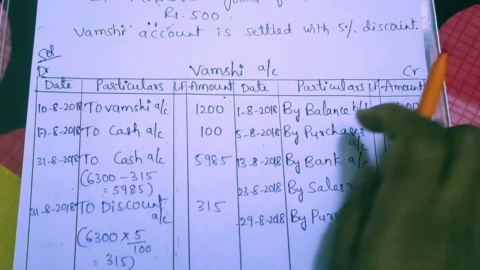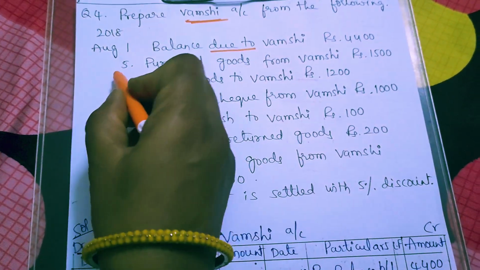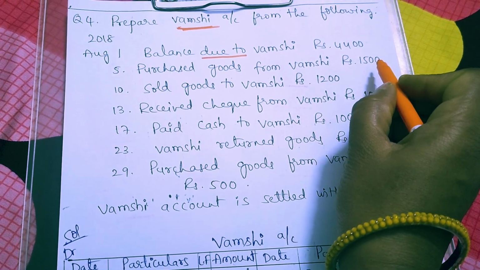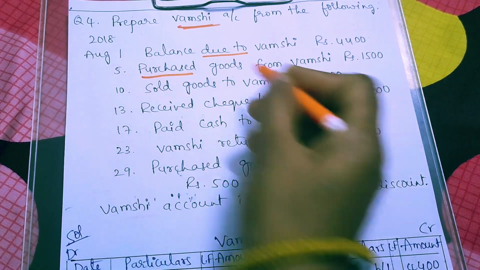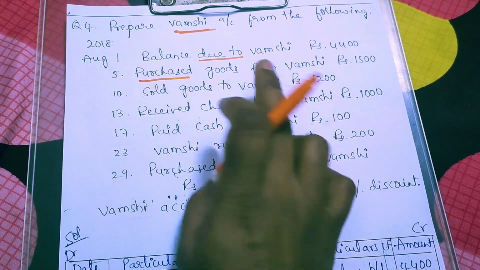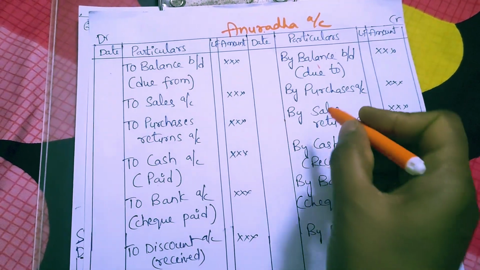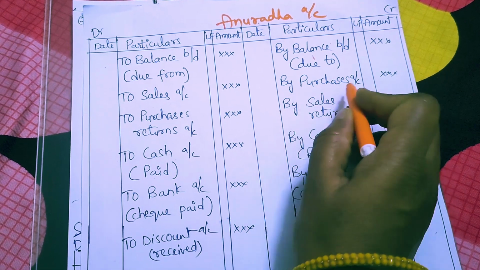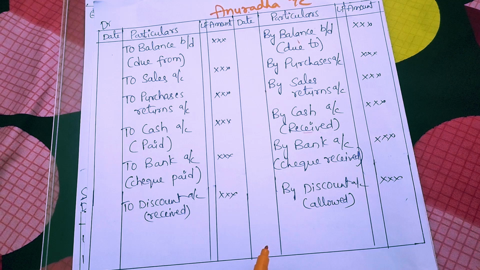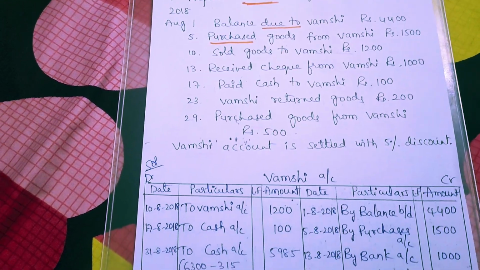Okay. Let us see next one. 5th date, purchased goods from Vamshi 1500. Purchased. Just take the word purchases and decide where actually it is going to appear. See the format. Purchases, credit side. So we are going to record on the credit side. Okay. So let us write for our solution also, purchases on the credit side.